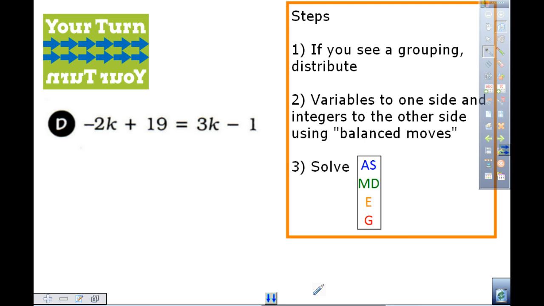All right, moving on. Go ahead and write the next one down. D.